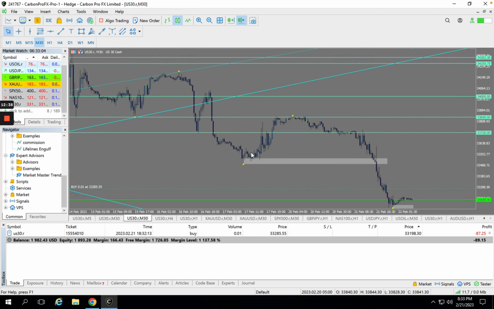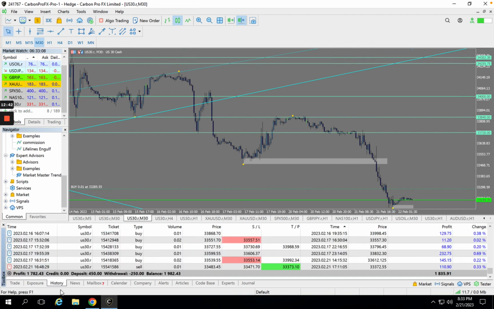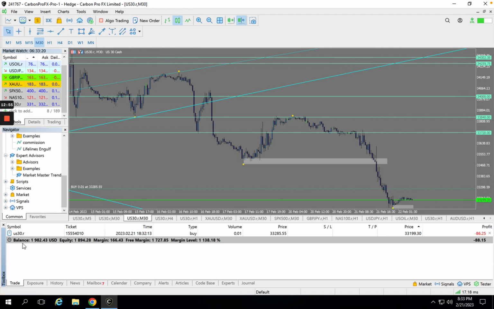But for the most part, this has been pretty profitable for me. This account started with $450, and right now I'm profited $17.82. So right now my account is almost at 2K. So hopefully the goal is by the end of February we'll be at 2K.